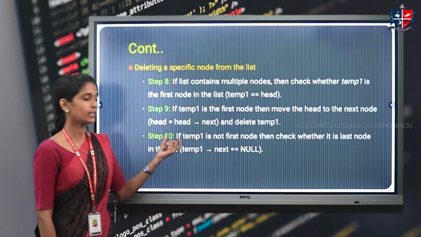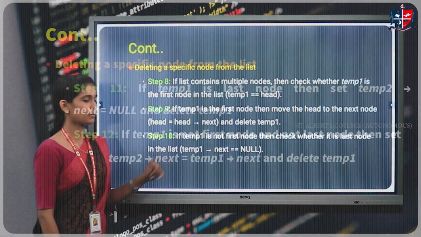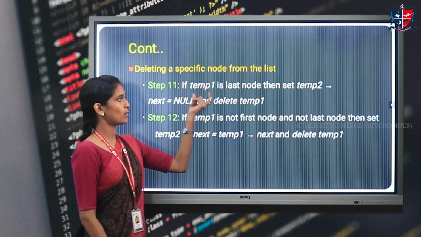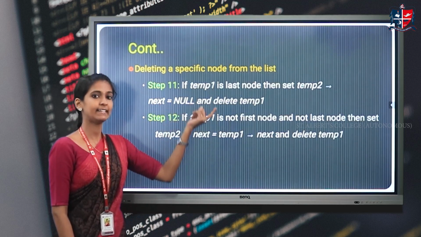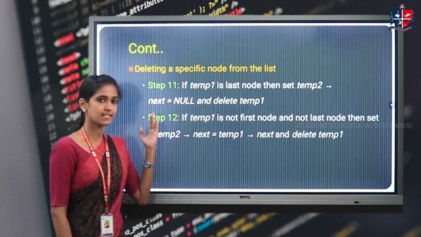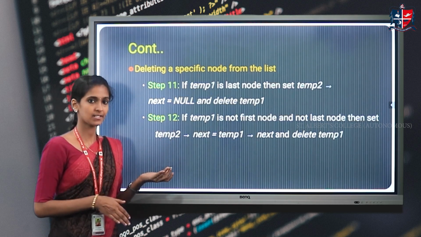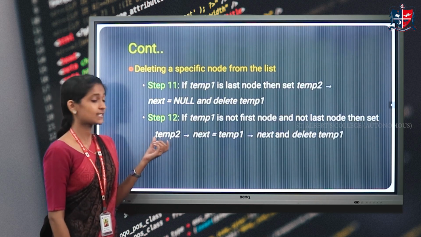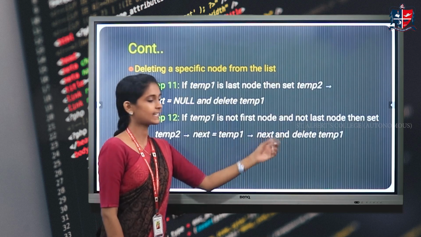Or if it is not the first node, it may be the last node. The last node condition you already know: temp1's next is equal to null. In that case, temp1 is the last node, so set temp2's next as null and delete temp1, which I already discussed previously. Next, if it is neither the last node nor the first node, it is a middle case. In that condition, you just set temp2's next as temp1's next and delete temp1.